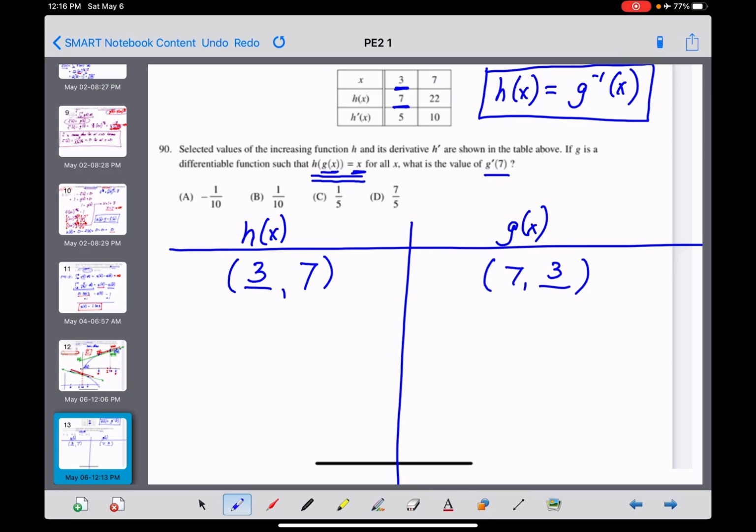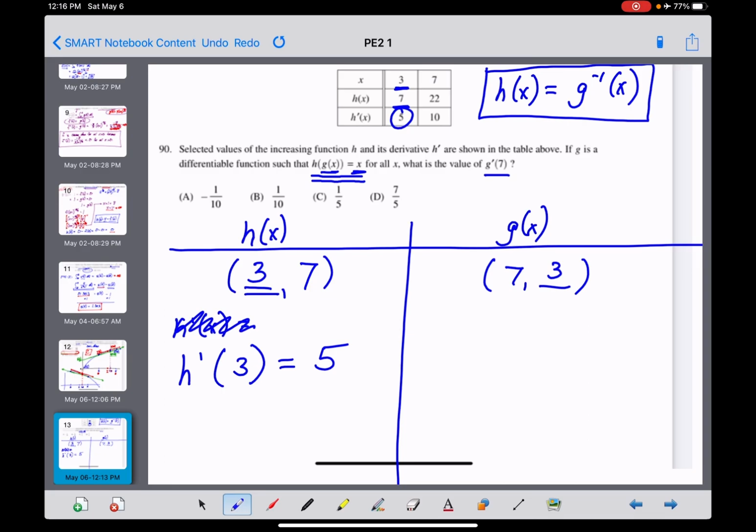Now, what would we do next? Very often we would find a general definition for h prime of x, but we can't do that here because they didn't explicitly define what h of x was. But the reason we would find the general derivative is to evaluate h prime at this value right here. And the table tells us that value. H prime of 3 is right there, guys, and it's equal to 5.